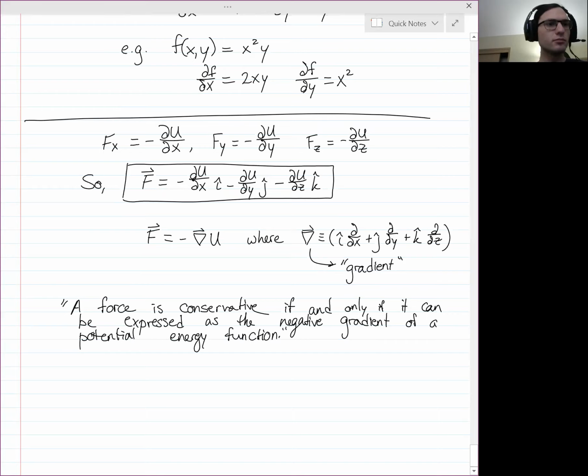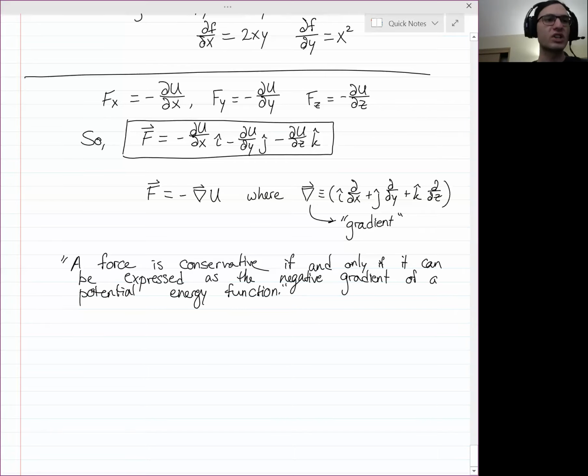So we did not get through a lot today. That's really a bummer. The whole point here is that if you have a force, and that force is truly conservative, you should be able to find a potential energy function for which that force is the negative gradient. And I'll go into more detail on examples that we know next time.